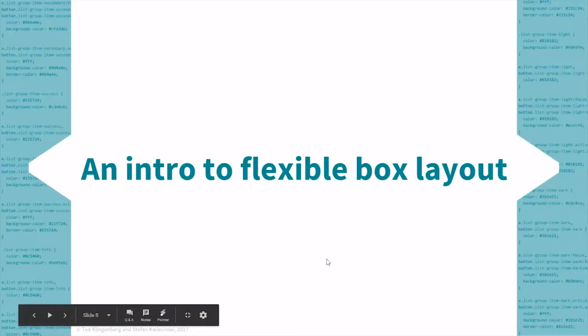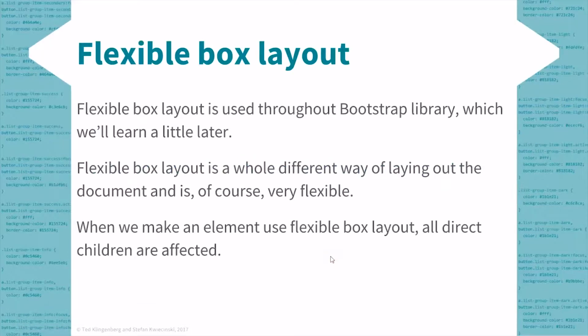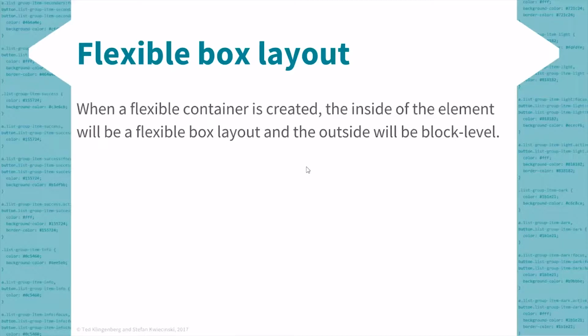So let's go ahead and go on to the flexible box layout. Now, the flexible box layout is actually used throughout the Bootstrap library, something we're going to learn here in a little bit. And it's a whole different way of laying out the document. And whenever we make something use a flexible box layout, all direct children are going to be affected by it. Children of those children aren't going to be affected by it, but direct children that are directly underneath an element will be affected. So in order to create a flexible box layout, we actually set a property on the parent container so that elements inside of it will be part of that layout.